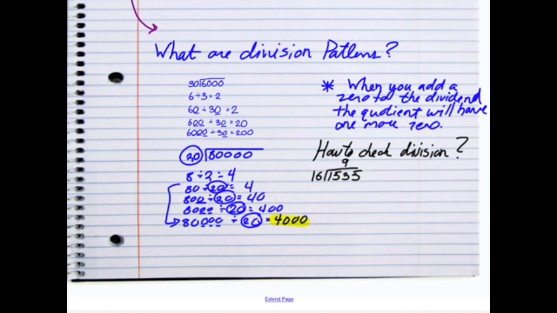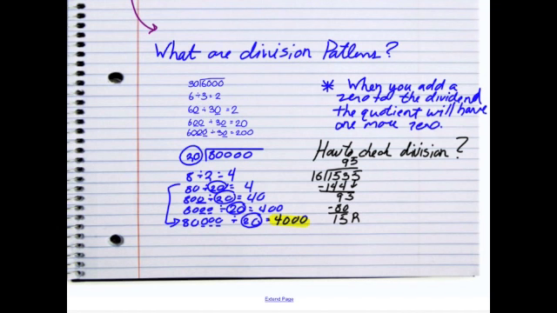9 times 16 is 144. And when I do my subtraction, I get 9. I bring down my 5. 16 goes into 95 5 times. 5 times 16 is 80. Subtract, and I have 15. I have no more digits in my dividend to bring down, so 15 is a remainder, okay?